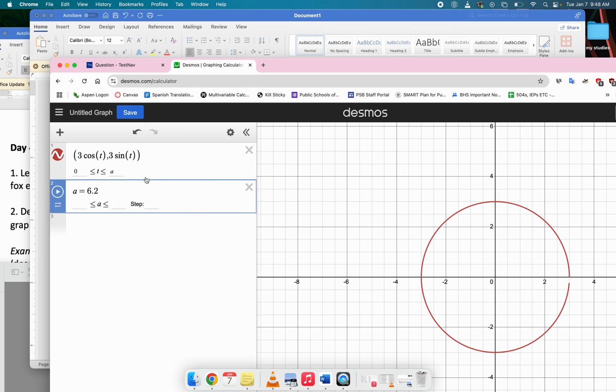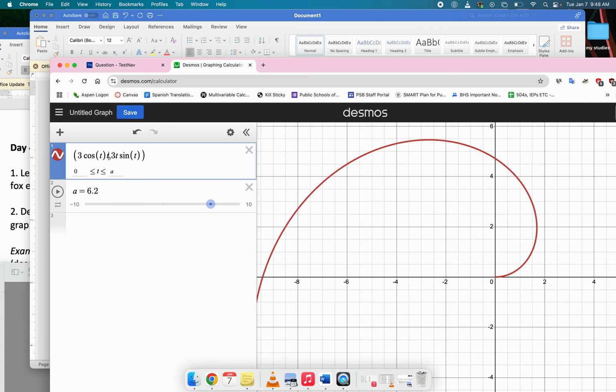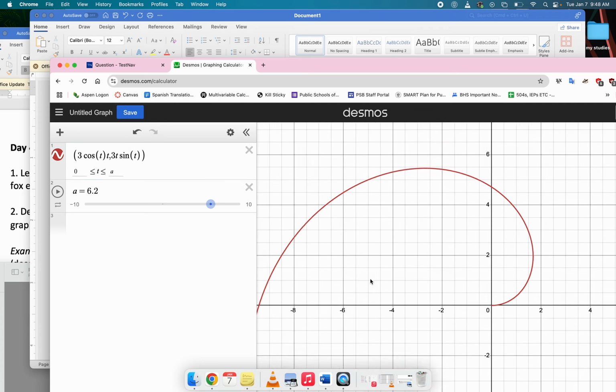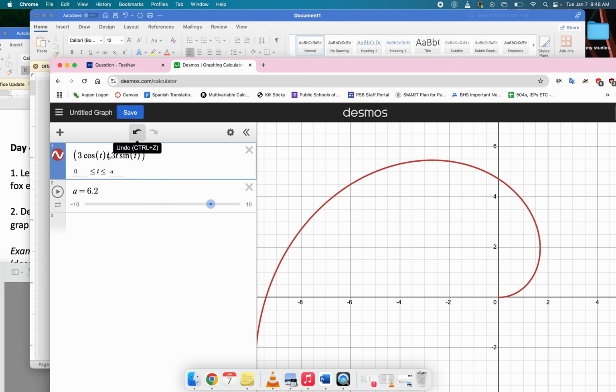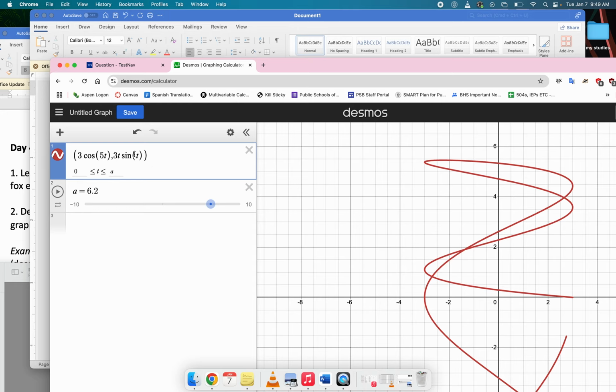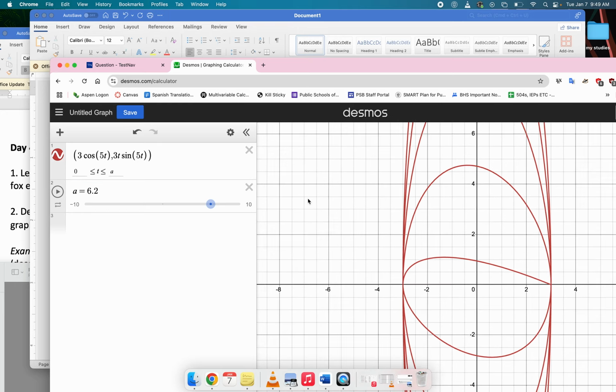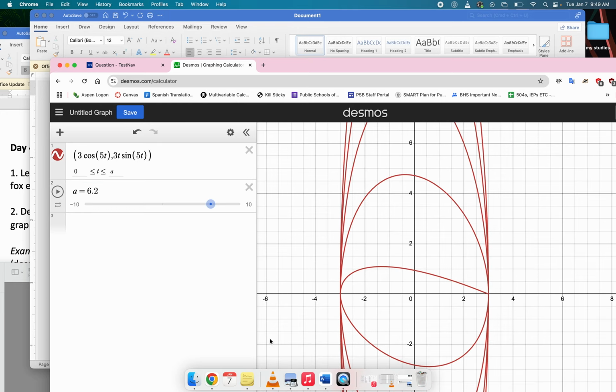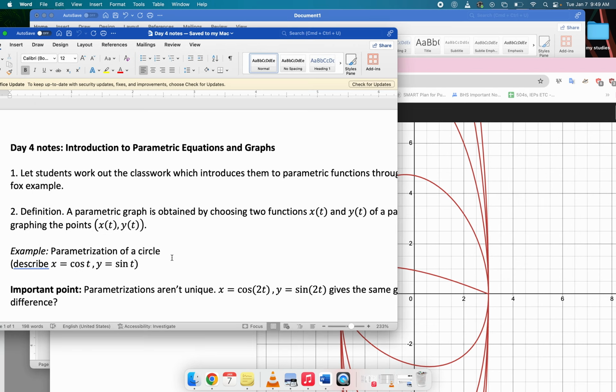Parametric curves let you do all kinds of crazy things. Parametric curves can be very, very crazy. If I just start throwing in some t's and stuff like that, I can get spirals. If I do something like this, you can get some really wacky stuff using parametric graphs. So basically, parametric functions allow you to get graphs that you could never get just by using Cartesian. Yeah, so they're very, very cool.